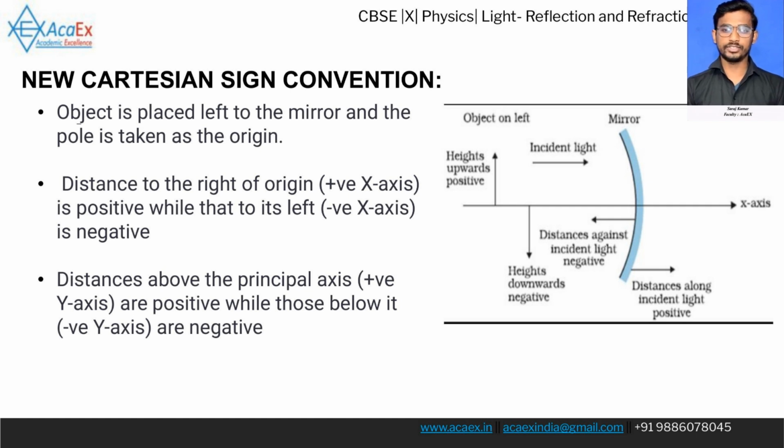According to the new Cartesian sign convention, the object is placed to the left of the mirror, and the pole is treated as the origin. Distances to the right of the origin are positive, and distances to the left are negative. Distances above the principal axis are positive, and distances below are negative.